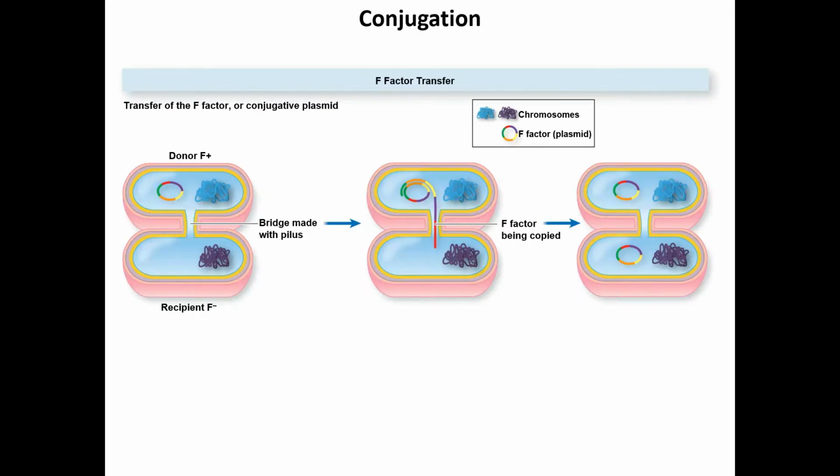So here you have your donor F+ cell. You have your pilus here, forms a little bridge. For a period of time, you have this interconnected membrane between your F+ and your recipient F- cell. Your F factor plasmid is going to be replicated and transferred into your recipient cell, and eventually you end up with your F- cell that has a copy of the plasmid.